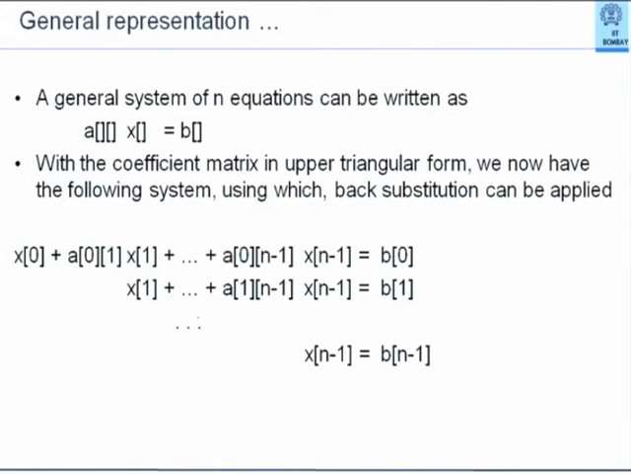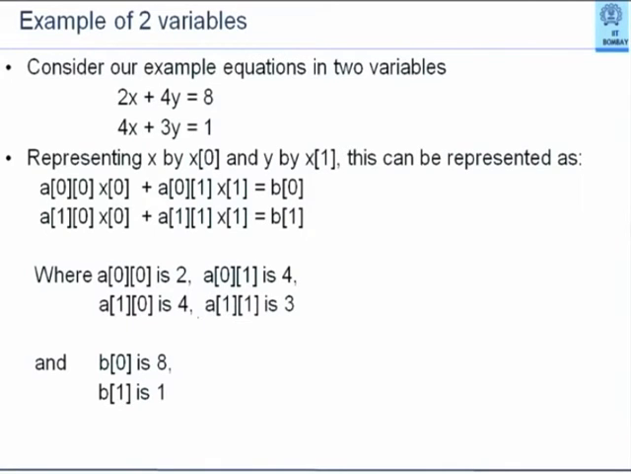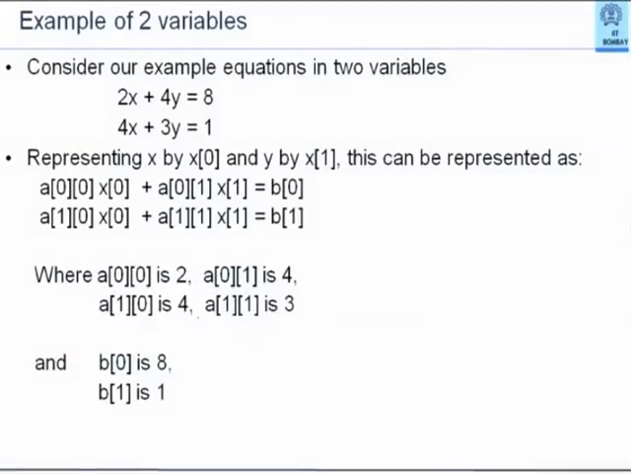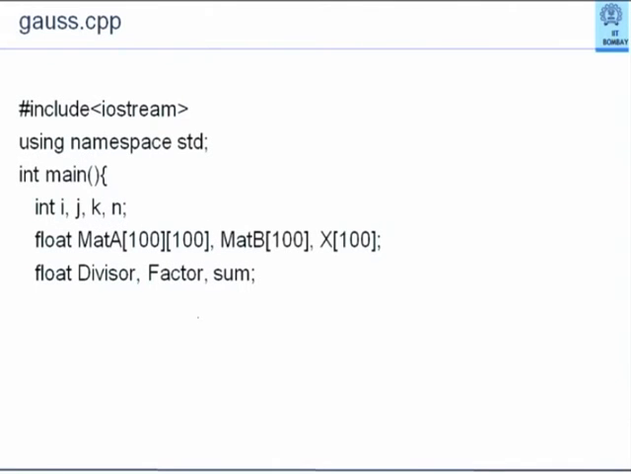This is the general system of equations, A into x is equal to b, and this is what we will have at the end when we have the upper triangular matrix. I have just given this example of two variables that we saw rewritten in the form of matrix. You can read through it from the Moodle. It is not worthwhile going through that again here. Exactly the same thing that we had done. This is merely for those who might get confused about what should be the index value here, what should be the index value here, when you actually work out the algorithm.